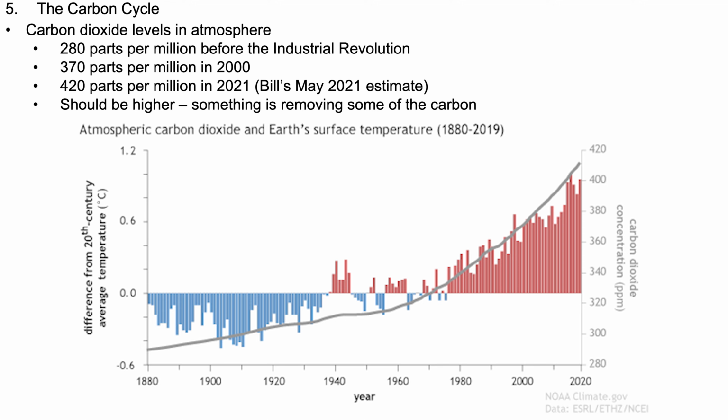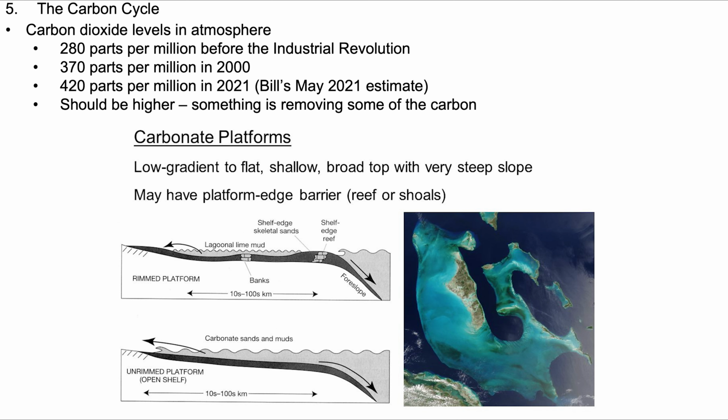However, the carbon dioxide in the atmosphere should be higher. The amount should be greater than it is. Something is therefore removing that carbon. That was one of the focal points of my master's thesis in the Florida Keys and the Bahamas. Where is the carbon going?